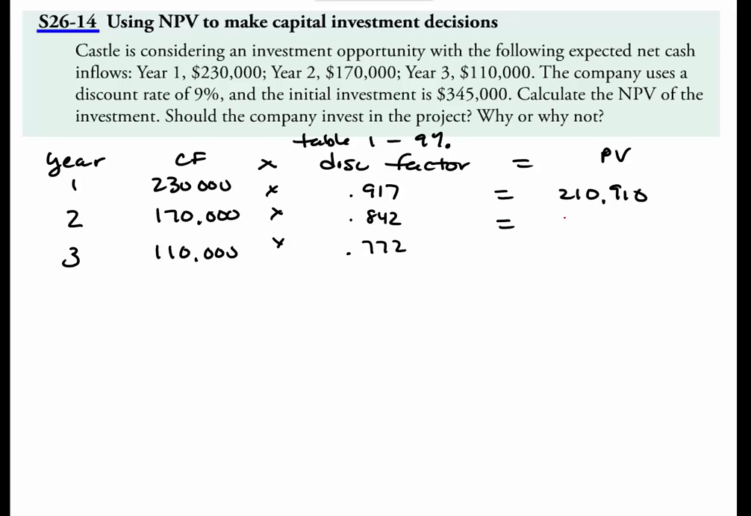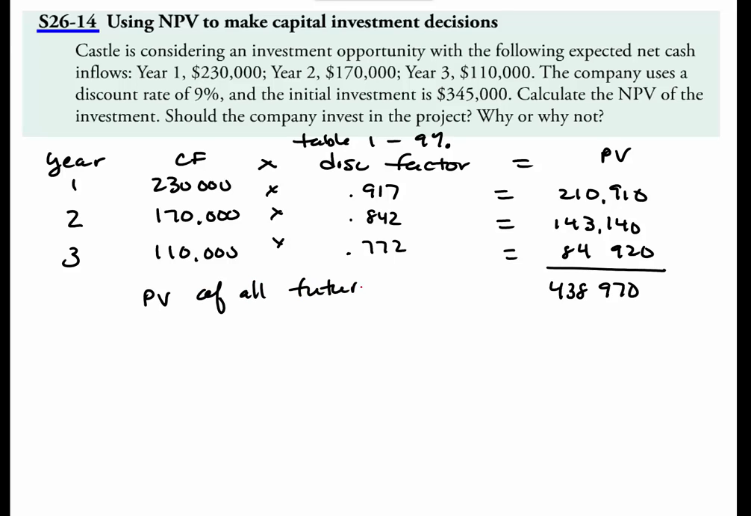210,910. The year 2 cash flow is worth 143,140 today, and the year 3 cash flow is worth 84,920 today. So I add those all up, and I get 438,970 is the present value of all the future cash flows. Subtract off that initial investment, which is 345.